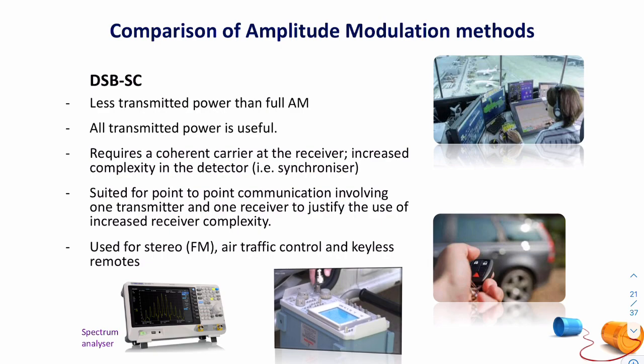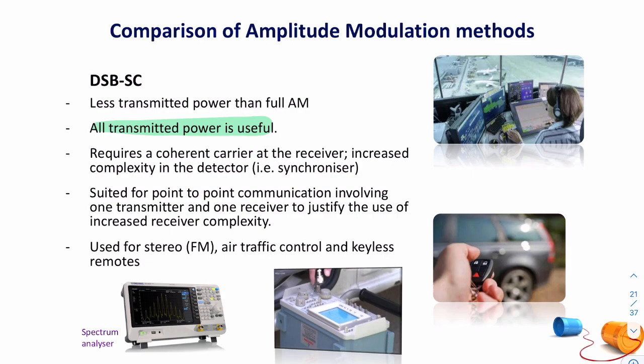So DSB-SC, so suppressed carrier. This is different. It operates at a higher frequency, and there's less transmitted power than AM. Why is there less transmitted power? Because there is no carrier component. Now, all of the power is useful, so it has a power efficiency of 100%. Where do you find it?